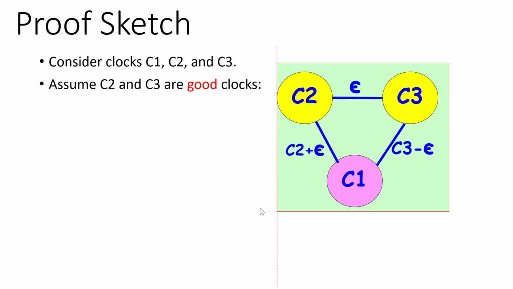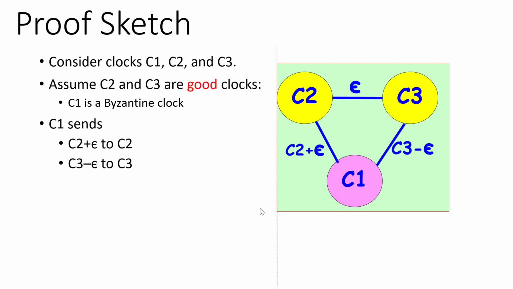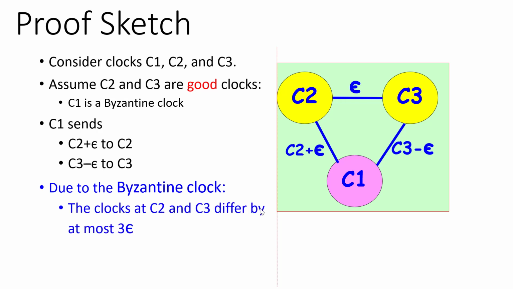So what you can see is, assume C2 and C3 are good clocks. C1 is the Byzantine clock, the one that is lying. It sends C2 plus epsilon to C2 and C3 minus epsilon to C3. Because of the Byzantine clock, the clocks at C2 and C3 would differ by at most 3 epsilon, as we have just shown.